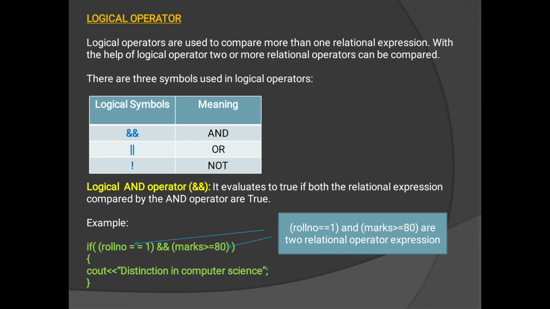However, suppose the roll number you have entered is 1, but the marks, let's say, you have entered 70. 70 is greater than or equal to 80, which is false. In that case, the cout statement, distinction in computer science, will not be displayed on the monitor screen, because in the logical AND operator, both the relational expressions have to be true.